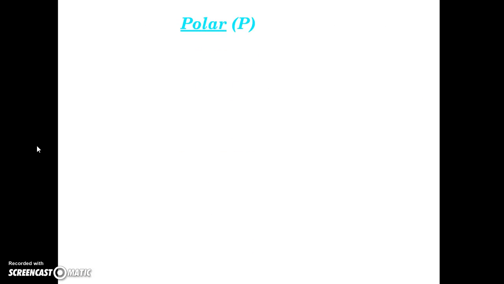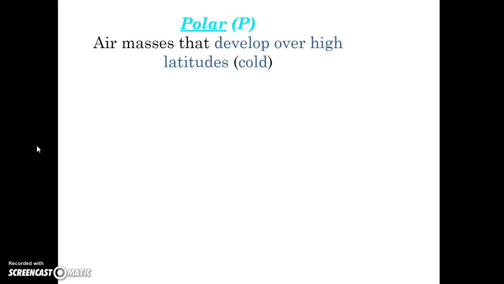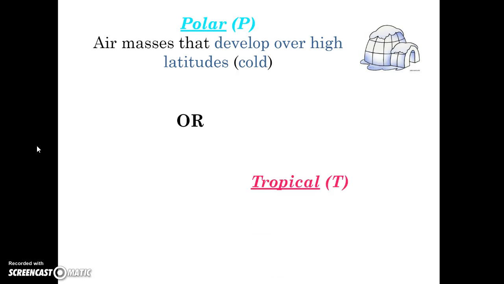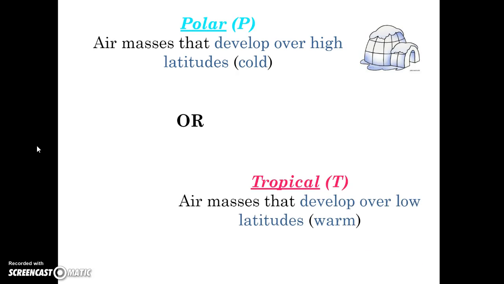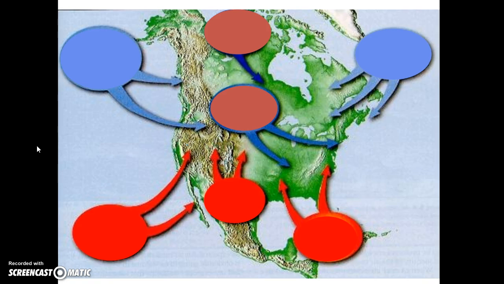Polar, by the capital P symbol. Polar comes from the poles, and the poles are going to be cold. Or it can be tropical. Tropical, with the symbol of an uppercase T, will be warm because it's near the equator. So these are the general maps that you would see with the source regions and the directions that the air masses would be moving.